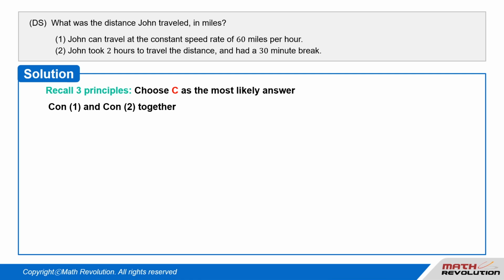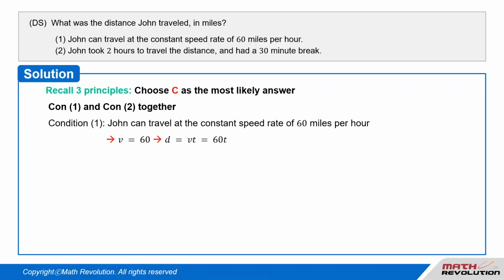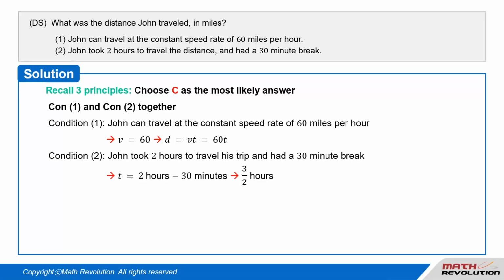Let's take a look at conditions 1 and 2 together. Condition 1 tells us that John can travel at the constant speed rate of 60 miles per hour, or V equals 60. Thus, D equals V times T equals 60 times T. Also, condition 2 tells us that John took 2 hours to travel his trip and had a 30-minute break. So T equals 2 hours minus 30 minutes, which equals 3 over 2 hours.